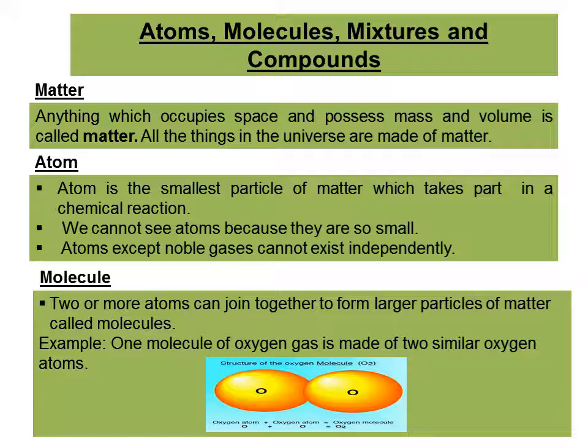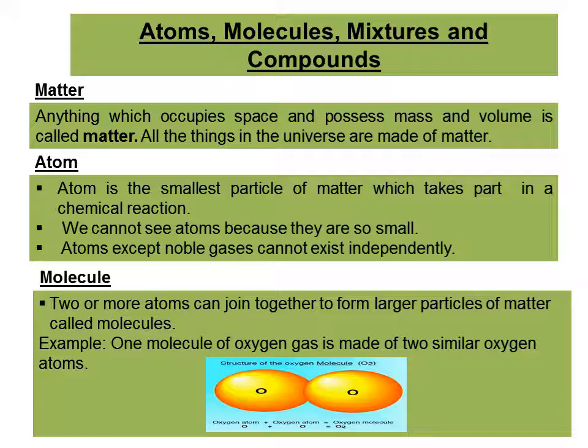But in the periodic table, in the 8th A group of the periodic table, there are noble gases like helium, neon, xenon, argon and krypton. These are the noble gases whose atoms can exist independently.